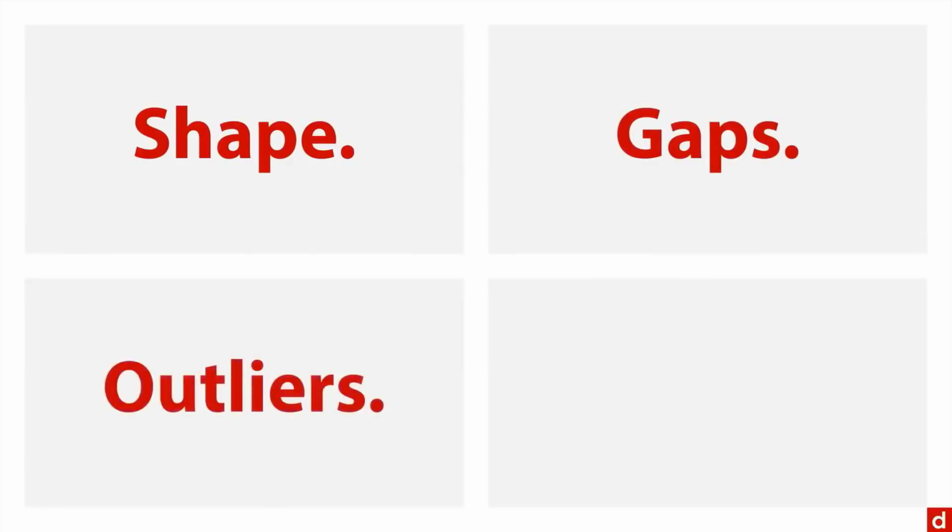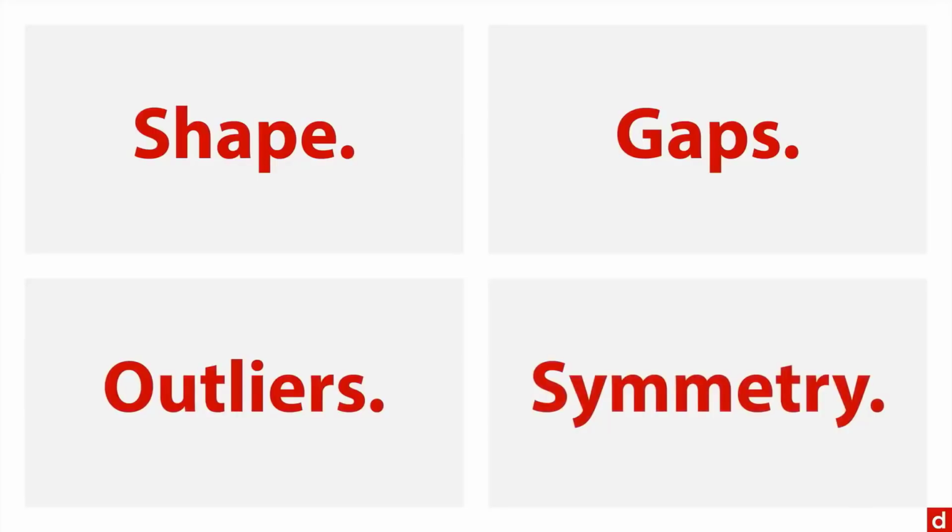Number one, you're going to be looking for the shape of the distribution. Is it unimodal, bimodal, skewed left, skewed right? Are there gaps in the data that suggest that maybe you have some important mechanism operating? Are there outliers that you would need to take into consideration before you do your analysis?